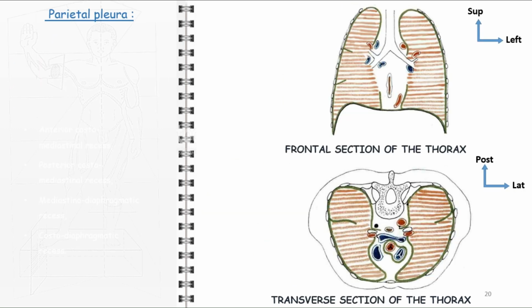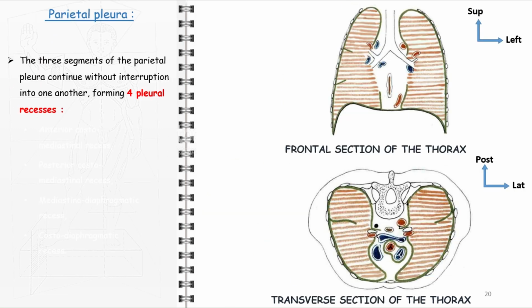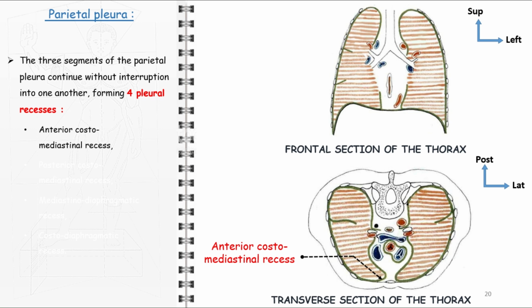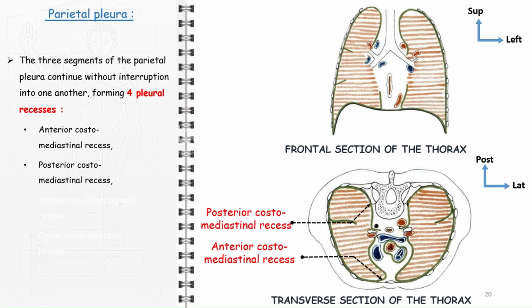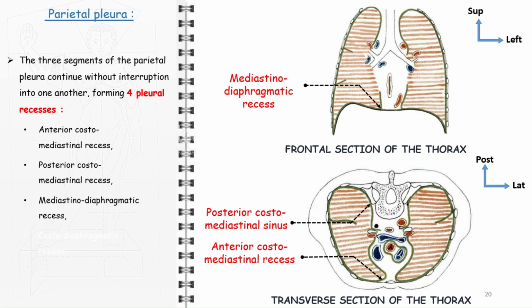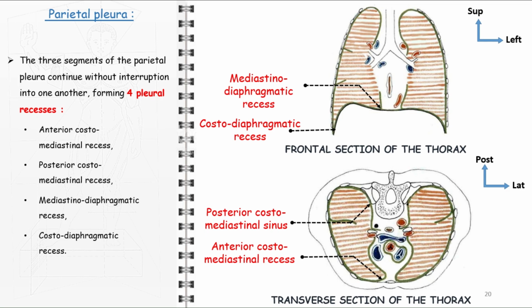The three segments of the parietal pleura continue without interruption into one another, forming four pleural recesses: an anterior costomediastinal recess, a posterior costomediastinal recess, a mediastinodiaphragmatic recess, and a costodiaphragmatic recess.